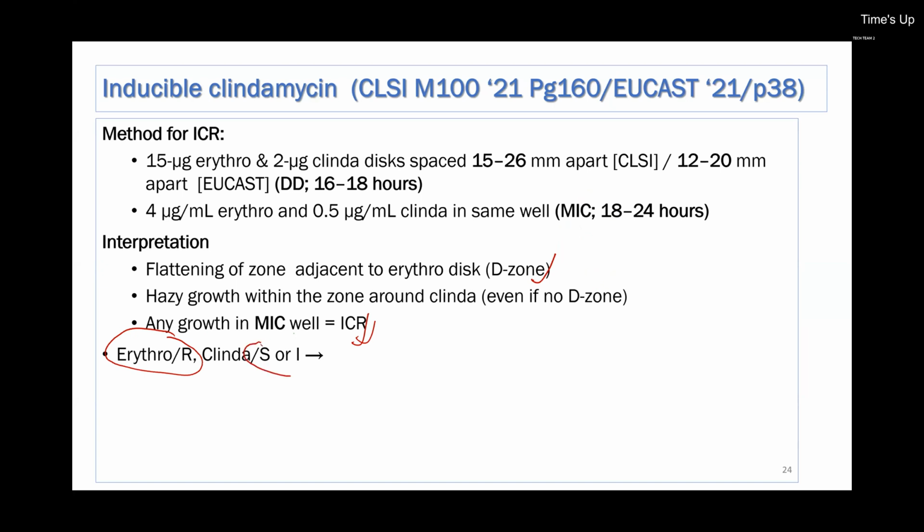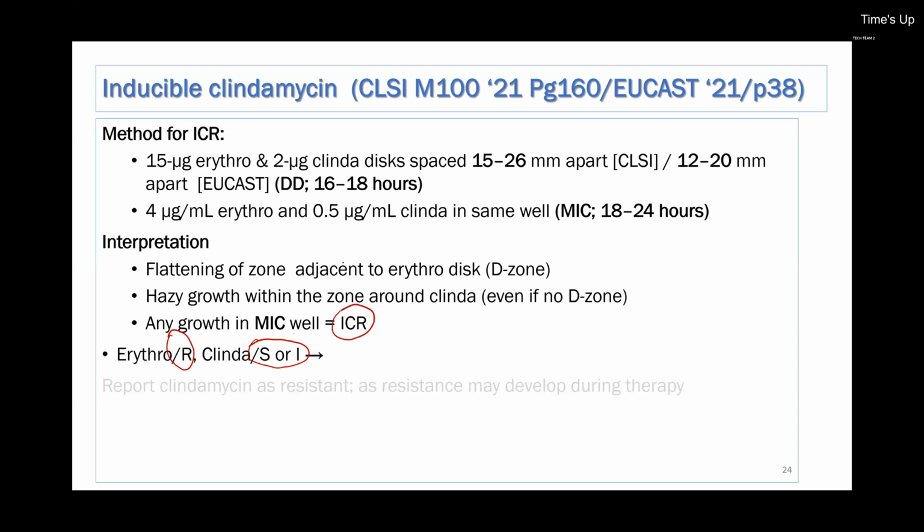Clinda can be variable. So the most important thing is we need not be worried about ICR if my erythromycin is resistant and clinda is also resistant by breakpoint. If by breakpoint clinda is resistant, it doesn't matter if ICR is positive or negative, we report it as resistant. We are more concerned if clindamycin is susceptible.